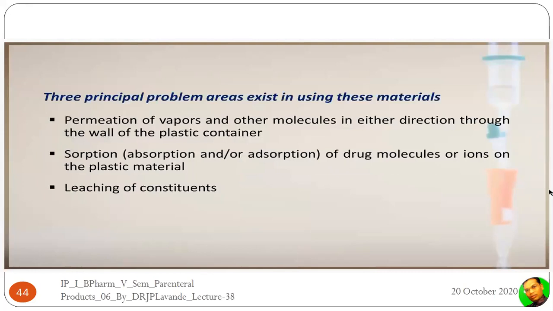There are three principal problem areas in using these materials. The first is the permeation of vapors and other molecules in either direction through the walls of the plastic container. Then there is absorption or adsorption of the drug molecules or ions in the plastic material, and leaching of the constituents. So these are the problems associated with the use of plastic material: permeation, absorption, and leaching problems.